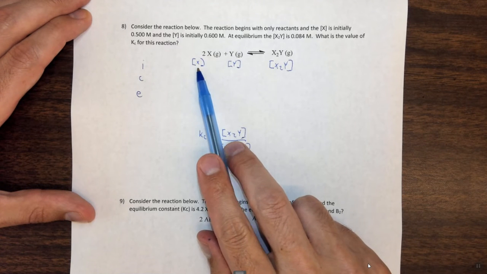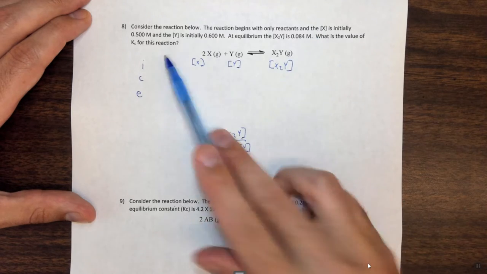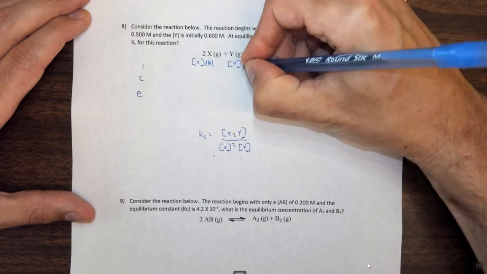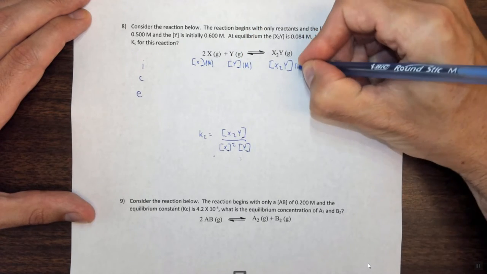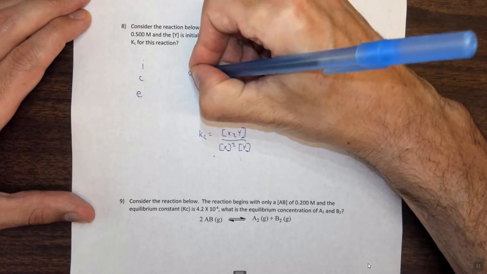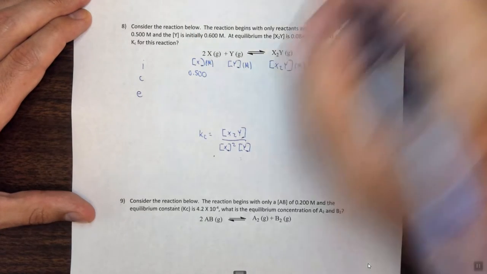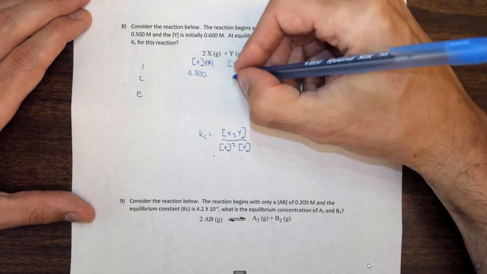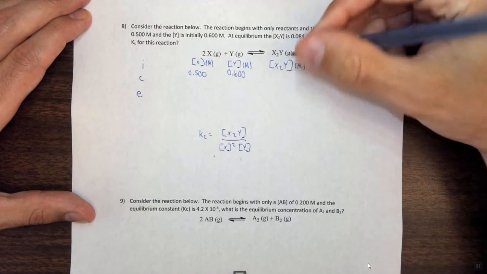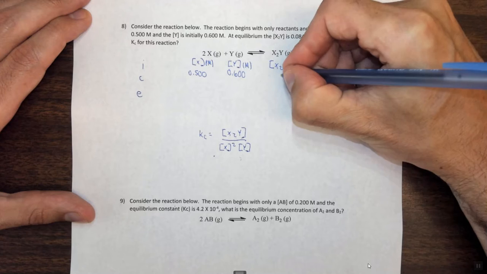Well, we know the initial concentration of X. X is initially 0.5 molar. So all of these concentrations are going to be in molar, so I'm just going to label them at the top so I don't have to write molar every time. In this case, this is 0.500. The initial concentration of Y is 0.600. And the initial concentration of X2Y is 0.